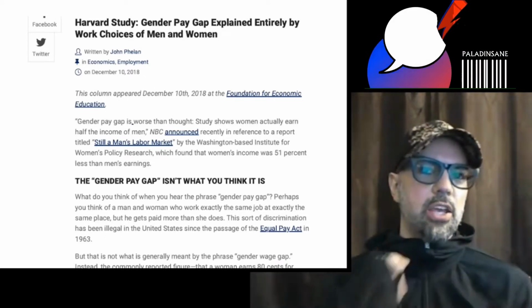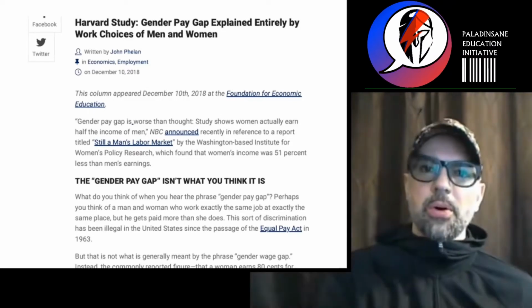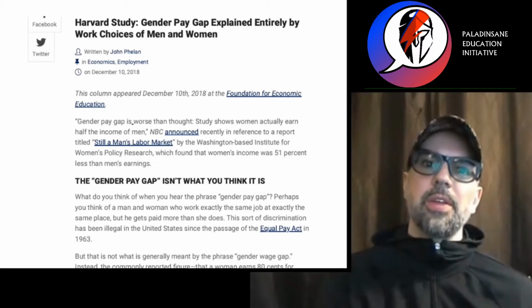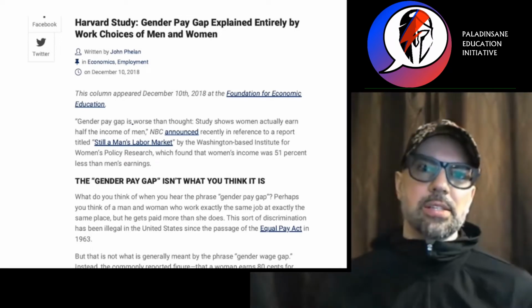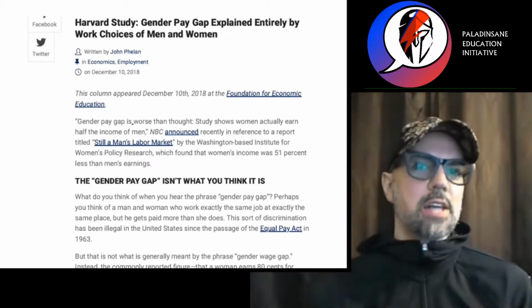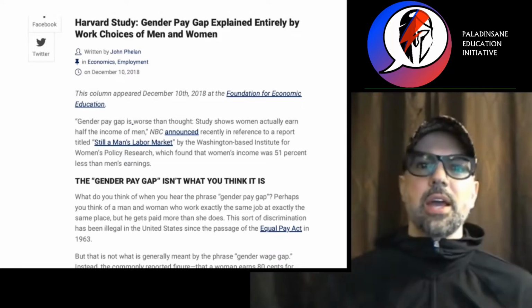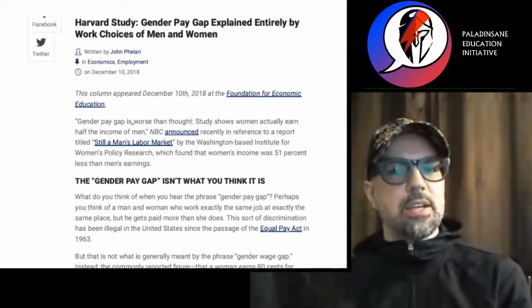And this is where a huge debate has been raging, because there are people that have a theory that the gender pay gap is explained by the work choices that men and women make. So there's no sexism that is causing this gender pay gap. It's simply because women work in a certain way and men work in a different way.